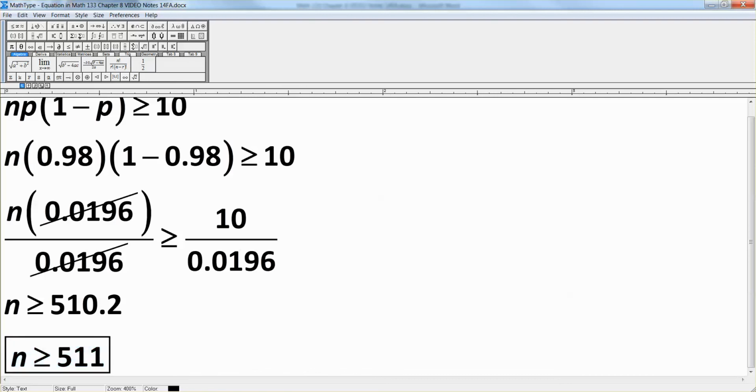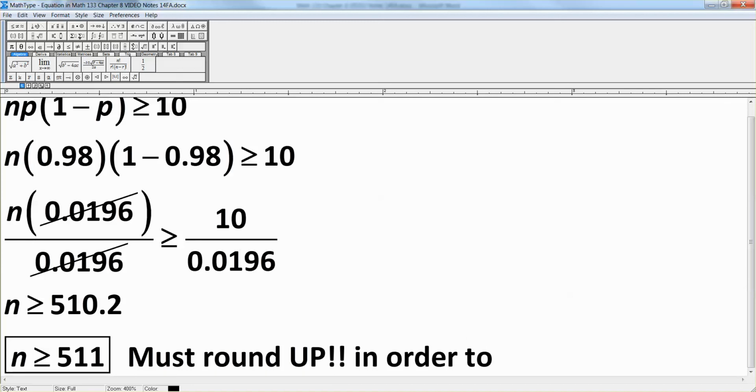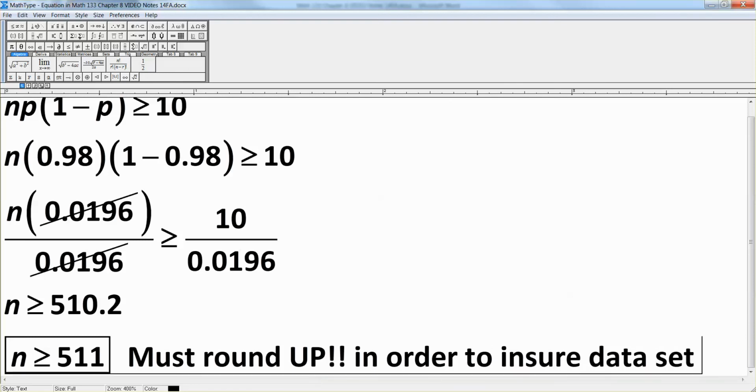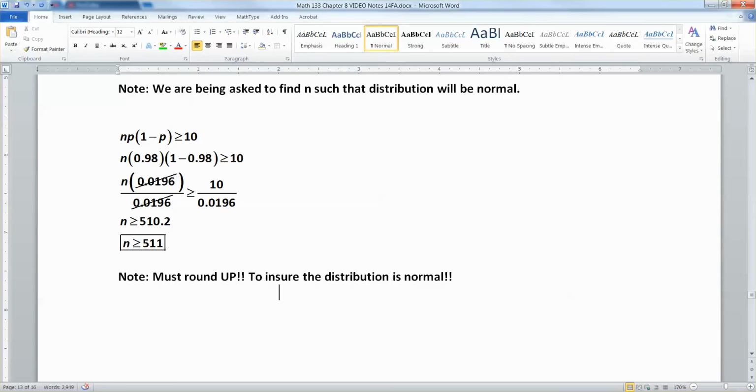So we're going to make a note. Must round up in order to ensure data set is normal. You know what? Let me write that up outside, one second. There we go. We must round up in order to ensure that the distribution is normal. So there we have it.